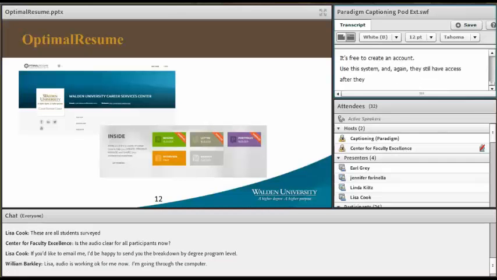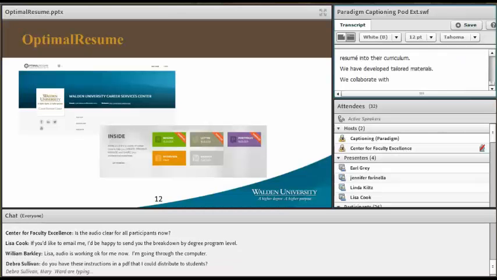As you can see there, the green button is the resume builder, the most often used component of the system. There are over 100 resume samples, and my team has done a fantastic job of creating Walden-specific samples for the counseling program, for public health, for PPA. As programs have decided to integrate OptimalResume into their curriculum, we have developed tailored materials. We collaborate with faculty to get some great buzzwords and great components for those resume documents. And if you want, you can actually look at those resume samples.